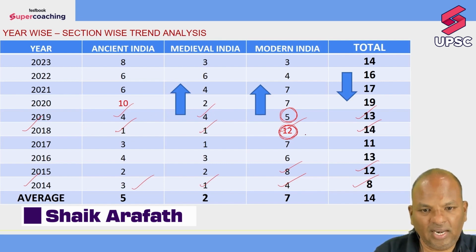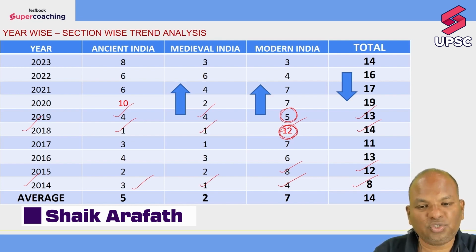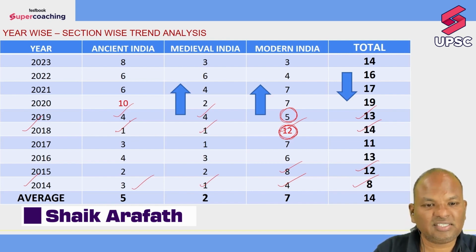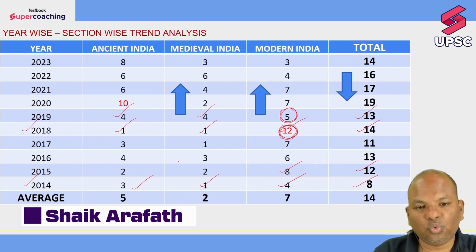The point is, till 2018, more questions came from modern Indian history. So naturally, the students might have thought that UPSC may ask questions only from modern Indian history. They might have read only modern Indian history and neglected ancient and medieval Indian history. But all of a sudden, UPSC shifted its gears, asked fewer questions from modern Indian history and increased the weightage of ancient and medieval Indian history. This is what I mean by taking the students by surprise. Almost all the time, UPSC does this particular trick.